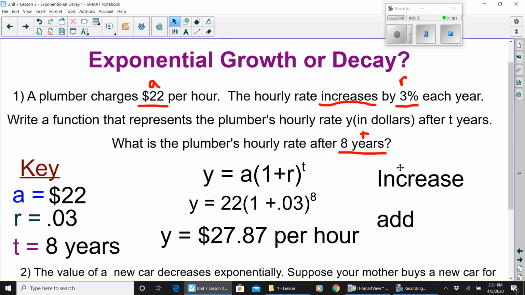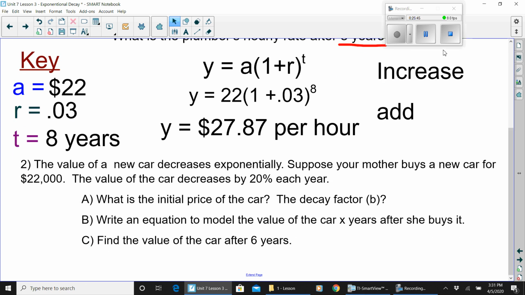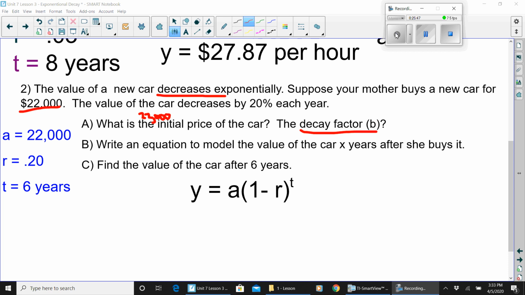All right, go on to number 2 and underline all the most important words and press pause now. All right, so I have my key on the side. This is a decrease decay problem. So suppose you buy a car for 22,000. The value of the car decreases by 20% each year. So the initial price of the car is 22,000. The decay factor is B.